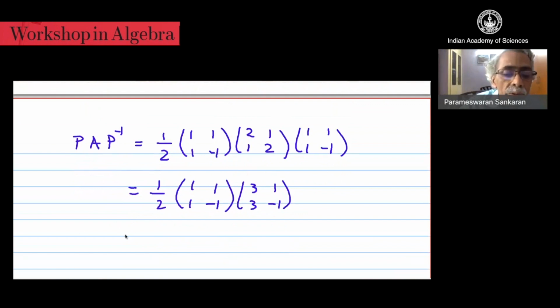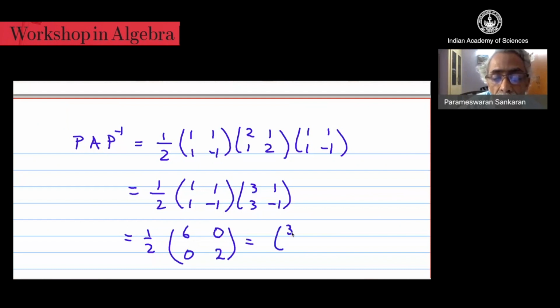So this turns out to be 1 by 2. Now 1 1 here, 3 3, that becomes 6. 1 1 minus 1, this is 0. It should be expected. This 1 -1, 3 3, so that is 0. 1 -1, 1 -1, that becomes 2. So 1/2 of that is the matrix 3 1.